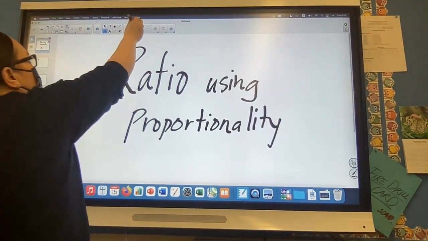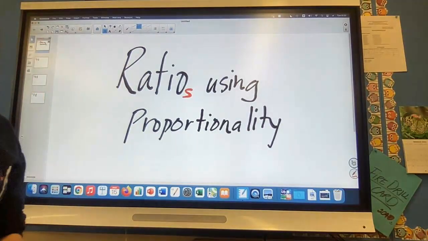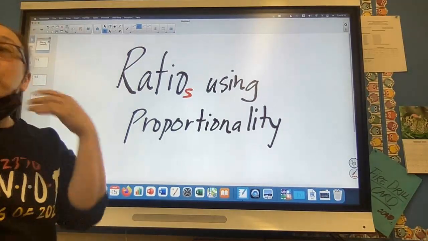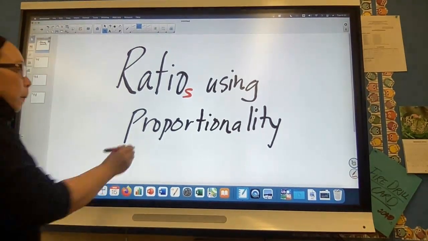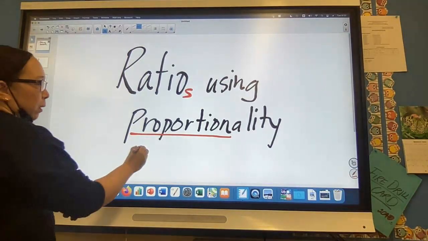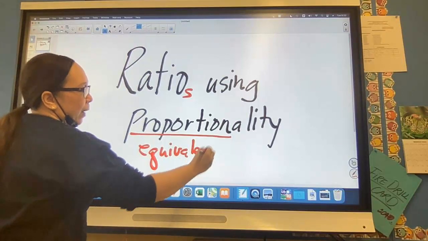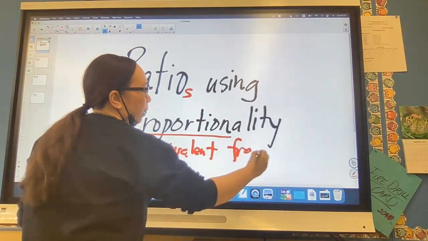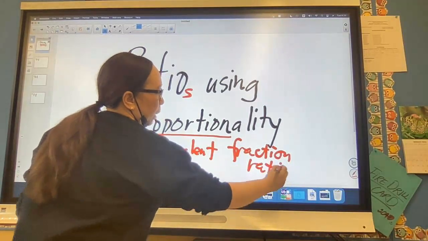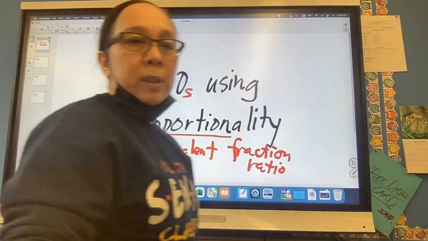Ratios, okay, using proportionality. Anybody know what proportionality means? Proportion means, what is another term for that? Equivalent fractions or ratio. Okay? So now, use your stapler later.